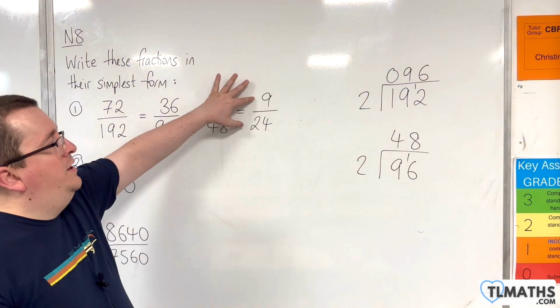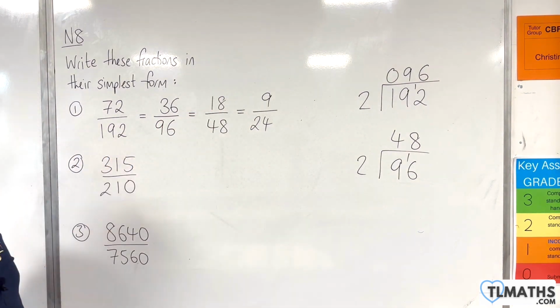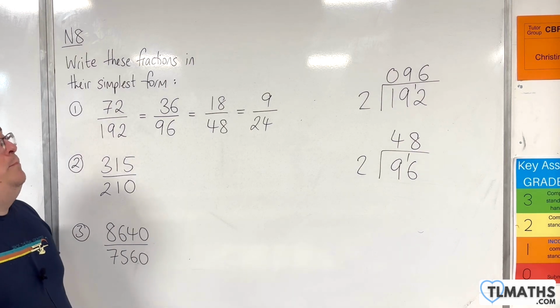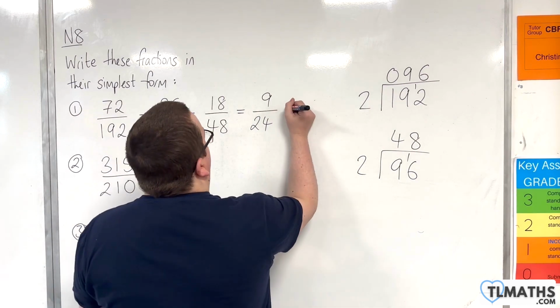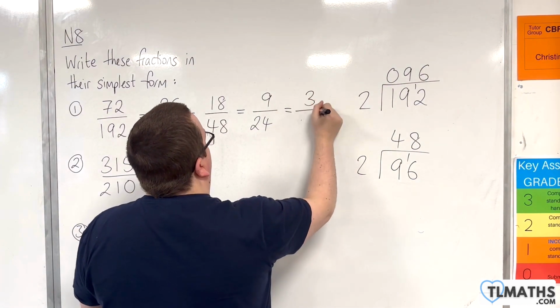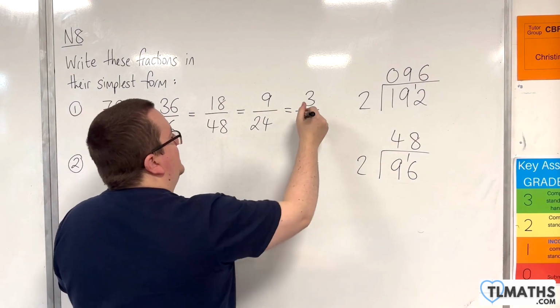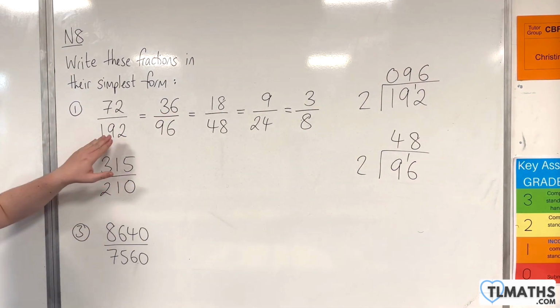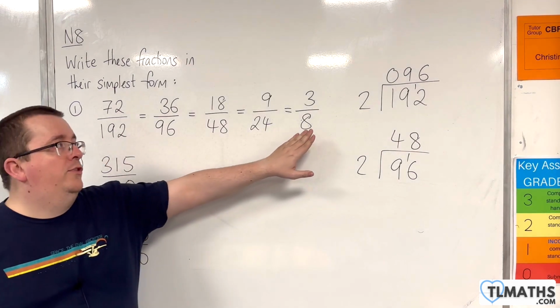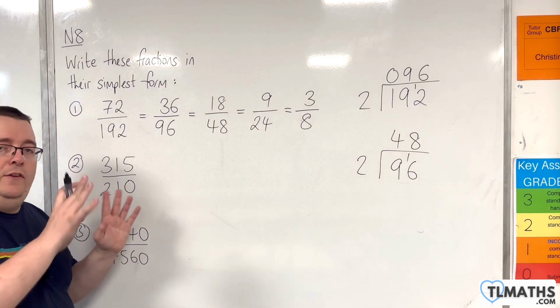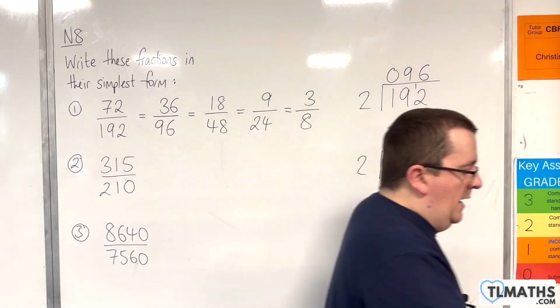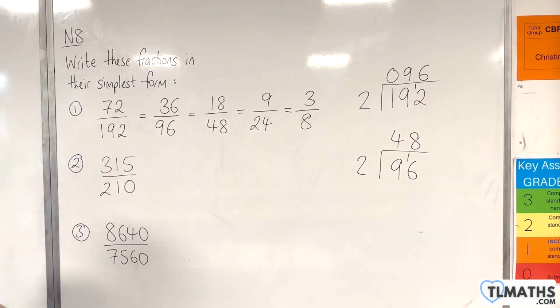Now, 9 and 24 aren't both even, so we can't divide top and bottom by 2, but 9 and 24 are both divisible by 3. So we can divide 9 by 3 to get 3, and divide 24 by 3 to get 8. And so 72 over 192 is equivalent to 3/8. Okay, now you may have been able to do some jumps quicker there and do it in less stages. That's fine, okay? I'm trying to take this step by step, just showing you methods that you could use.